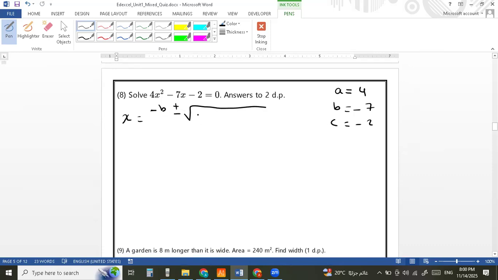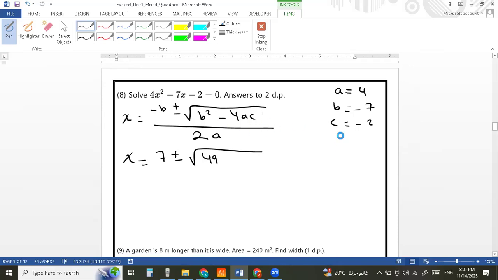x equals negative B plus or minus the square root of B squared minus 4AC, over 2A. So x equals negative B, which is negative 7, which is 7, plus or minus root of B squared, which is negative 7 squared, is 49, minus 4 times 4, which is negative 16, times negative 2 is positive 32, over 2 times A, which is 8.